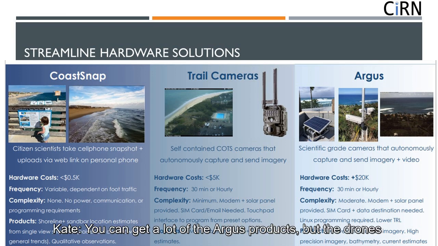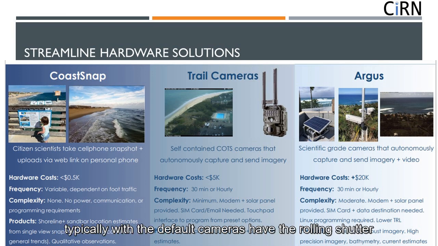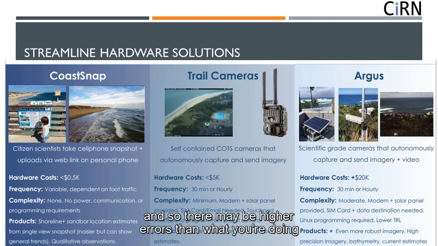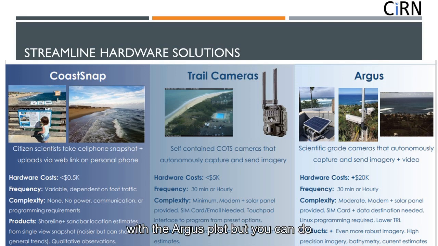You can get a lot of the Argus products, but the drones typically with the default cameras have the rolling shutter, and so there may be higher errors in what you're doing with the Argus products. You can do CBATI from a drone. Trade-offs.